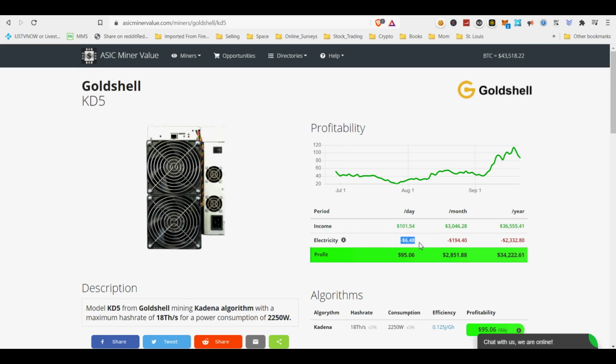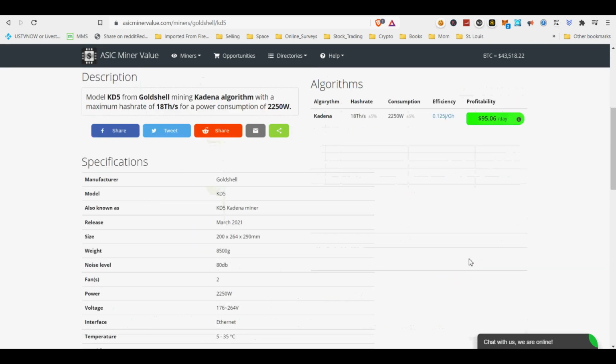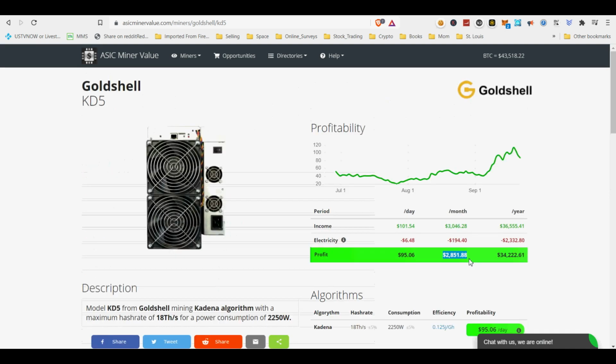Remember, as time goes on, the KDA network hash rate is going to go up. This will reduce how much KDA you earn per day. Also, given that as of shooting this video we are nearing the end of the cryptocurrency bull run, expect the price of KDA tokens to drop as the bull run ends.